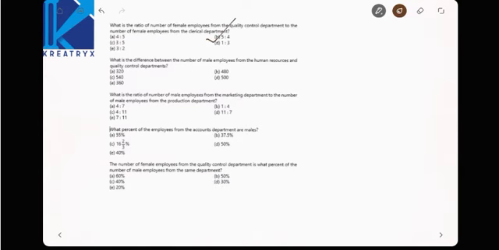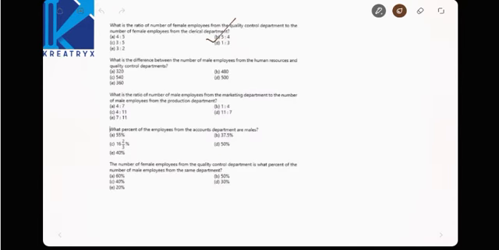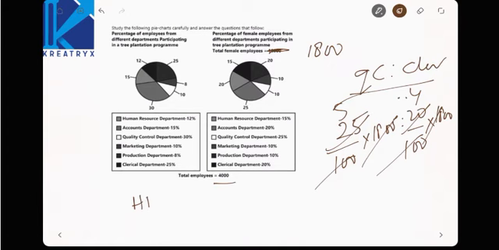So we have to move to and fro. Please be keen on that. What is the difference between the number of male employees from human resources and quality control? See here, you are asked to find out the difference between male employees it seems. Okay, in which department? Human resource department and QC department, right? HR to QC is the question asked, and again difference, right? Male employees, it seems. You have to find out male employees.